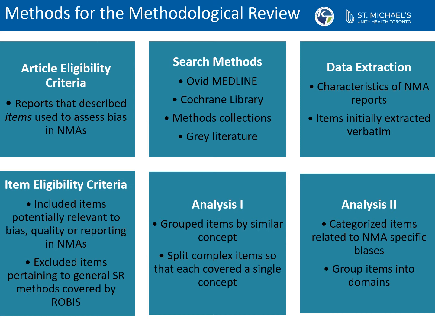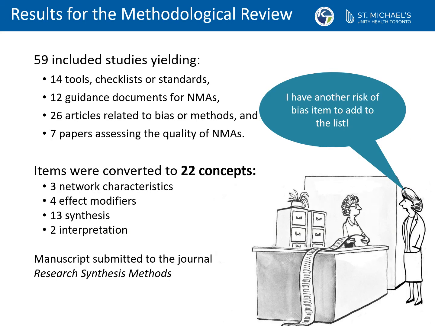For the analysis, we grouped items that were similar, split complex items so that each covered a single concept, and we categorized them as related to NMA-specific biases and grouped them into domains. Screening and data extraction: 59 studies were included, yielding 14 tools, checklists or standards, 12 guidance documents, 26 articles related to bias or methods, and 7 papers assessing the quality of NMAs.